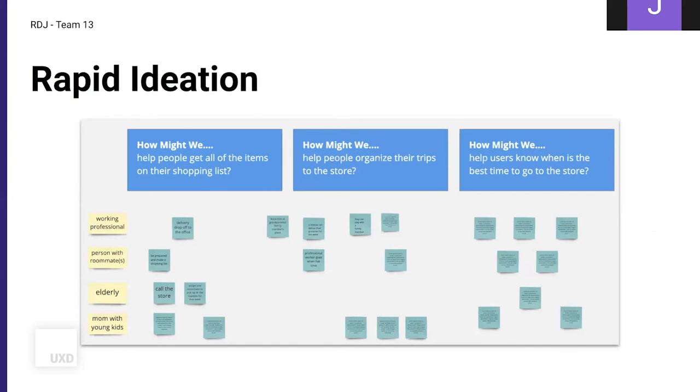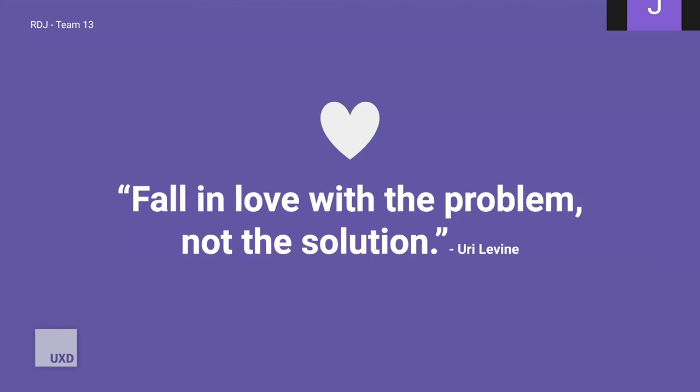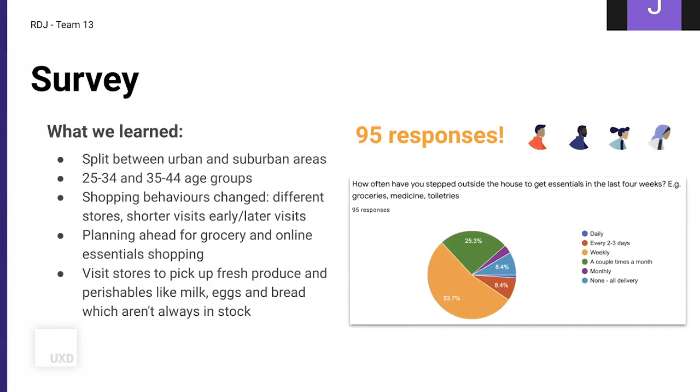We came up with some ideas of who these people might be and what might be the challenges or solutions for them. But taking it a step back, we always want to think about what is the problem that we're trying to solve and understand that space. So we put a survey together through Google Forms, and this is some of the things that we learned.